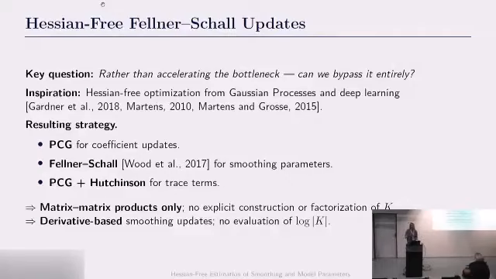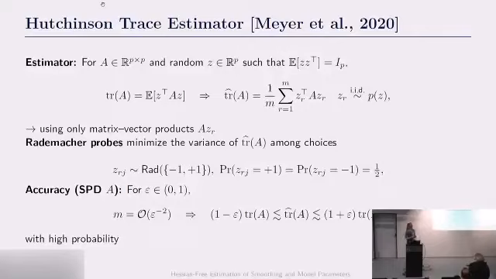We only need matrix or matrix vector products with K. And we totally avoid this unstable log determinant in the marginal likelihood by simply only looking at the derivative of the marginal likelihood.